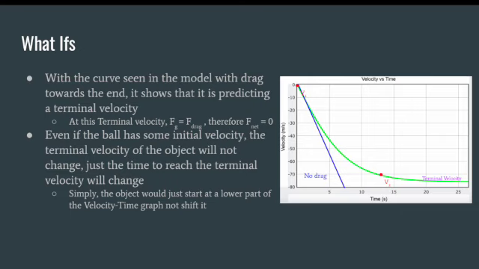Even if the ball had some initial velocity, the terminal velocity of the object will not change, just the time to reach the terminal velocity would change. As you can see, it would just be starting at a different v1 versus v2 as I put on the graph. Simply the object would just start at that lower spot.